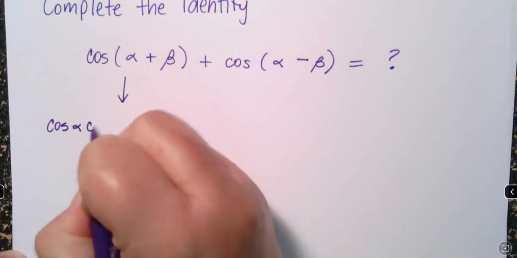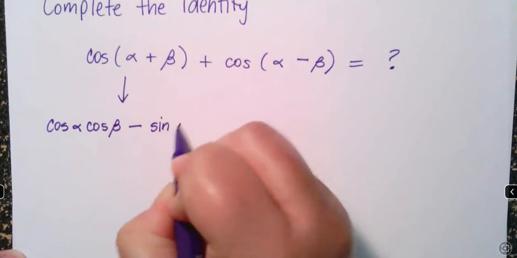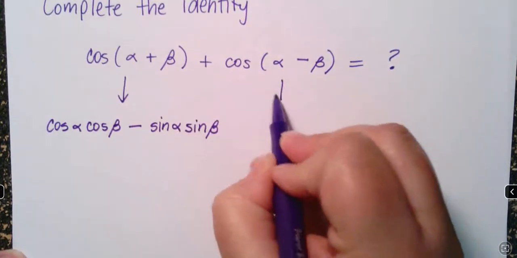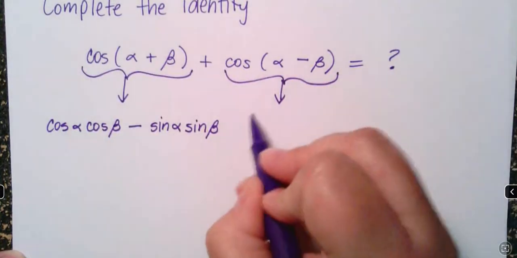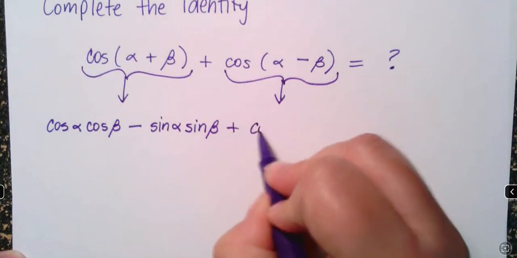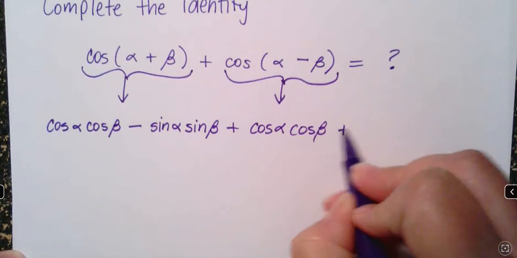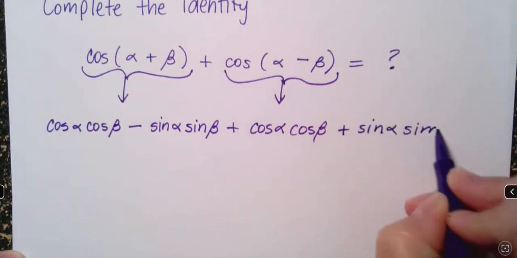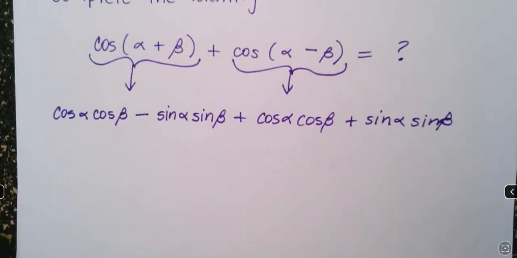cosine alpha, cosine beta, minus sine alpha, sine beta. And this becomes, that would be a better way to do it, cosine alpha, cosine beta, plus sine alpha, sine beta. All right, so now the question is, can I simplify that at all? And the answer is yes.